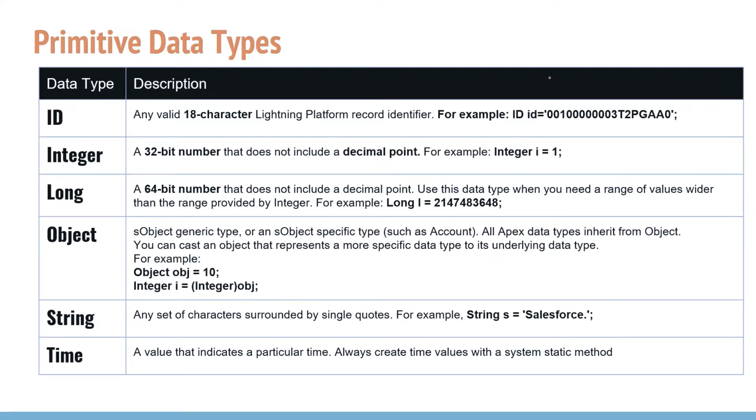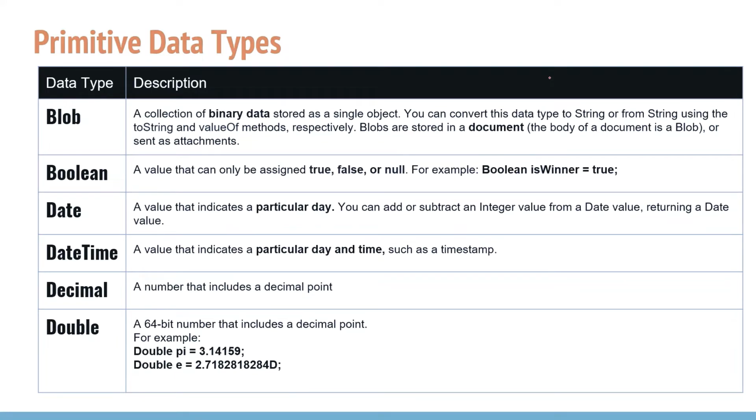Next is blob, a collection of binary data stored as a single object. You can convert this data type to string or from string using the toString and valueOf methods. So there are different methods for it, when you want to convert anything from a string, or when you want to convert anything to a string. Blobs are stored in documents and attachments.